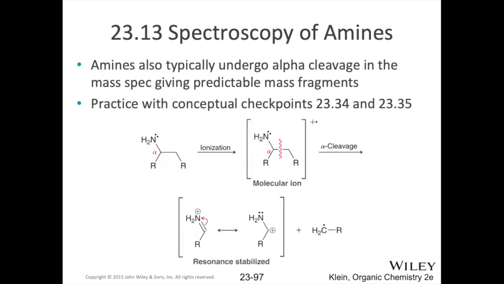Okay. Going back to that chapter on mass spec, I think back then we also talked a little bit about alpha cleavage. We pointed out, I think, that alcohols do this as well, but in that section, I would have also pointed out that amines can also do this.